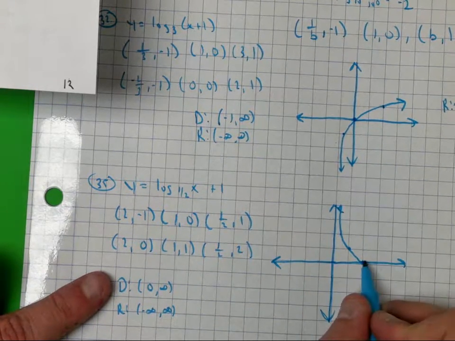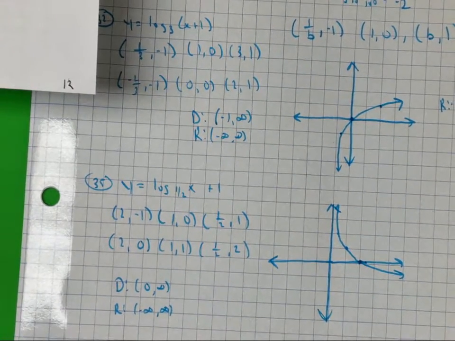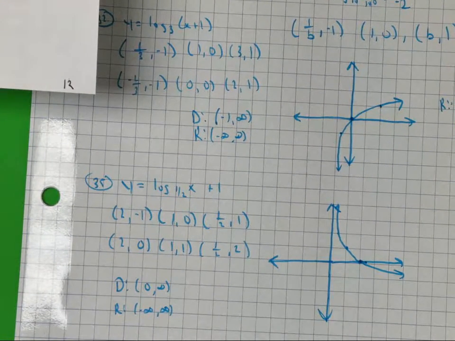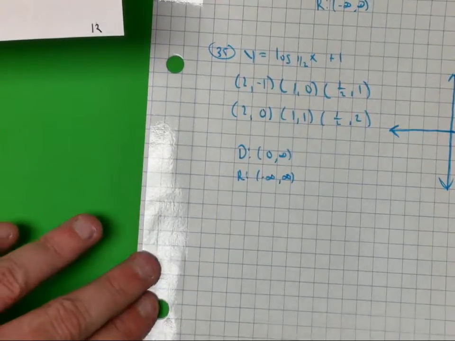Can I go past 0? Okay. I'm going to look at one more. I'm going to look at number 38.